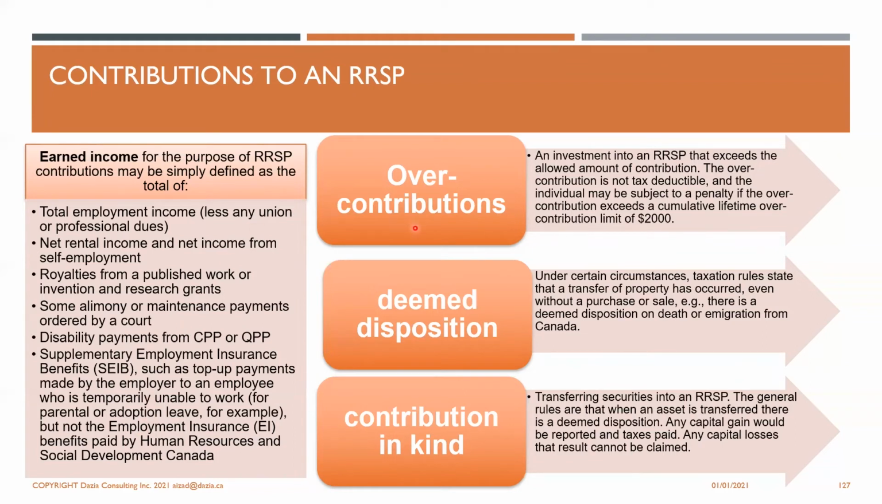If you go over the limit, then there's a penalty, as we mentioned, and there is a buffer of $2,000 which is allowed. Deemed disposition means that if you emigrate out of Canada or if a person dies, it's considered as if they've sold their RSP at fair market value. So there's a deemed disposition if you move outside of Canada, and you are going to have that situation there.